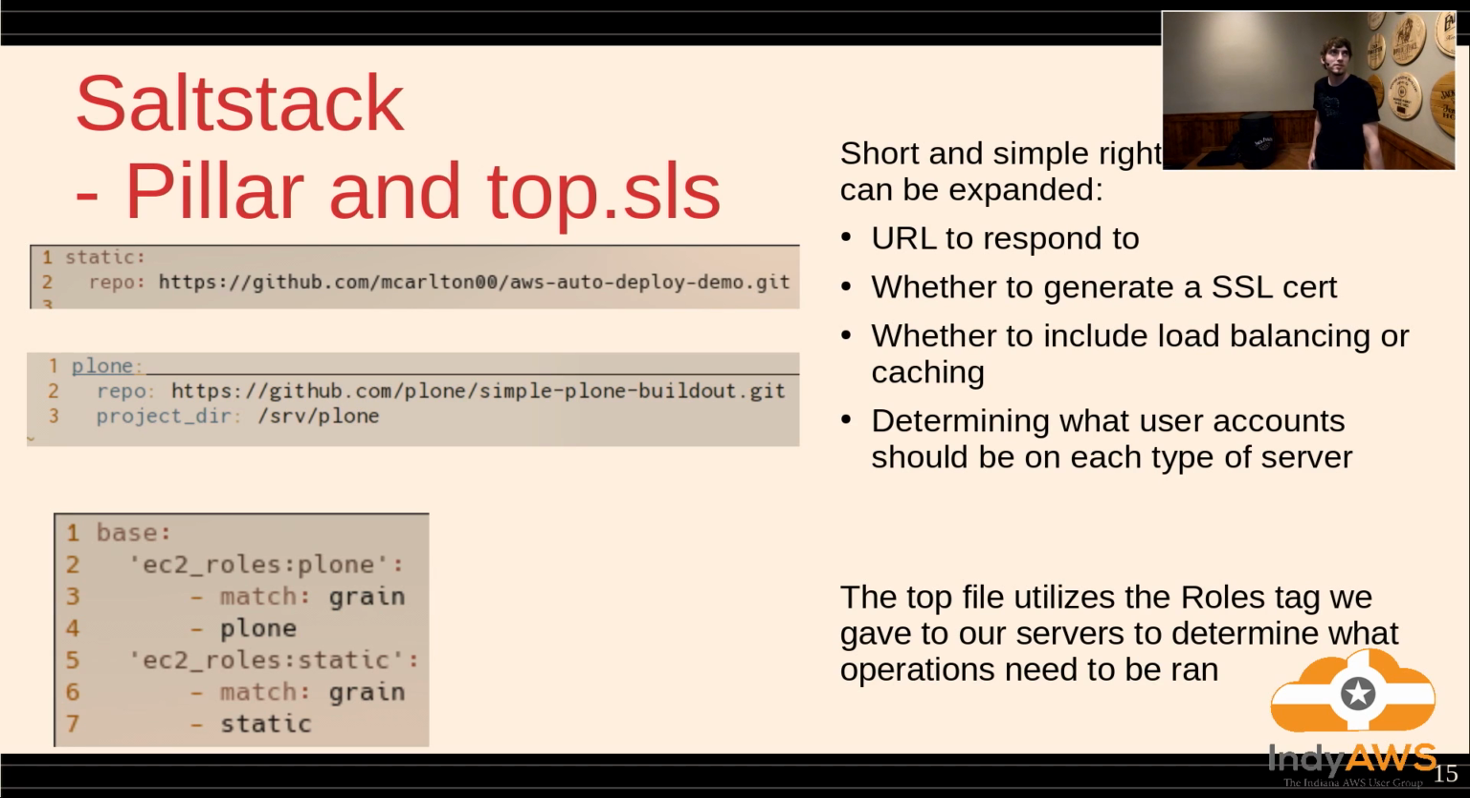So as you can see, this is just a really simple data store. You can easily expand this out. If you're building your site and you want Let's Encrypt certs, you can just have another field there that says Let's Encrypt true or false. If it's true, then you run and build an SSL cert. If not, whatever. If you want to include load balancing, either through an ELB or an ALB or a local HA proxy instance, you can use pillars to determine what user accounts go where and who has what permissions. Basically, this can be expanded as far or as little as you want. Most of them that we write are significantly longer than this, but for this example, it's just nice and simple.